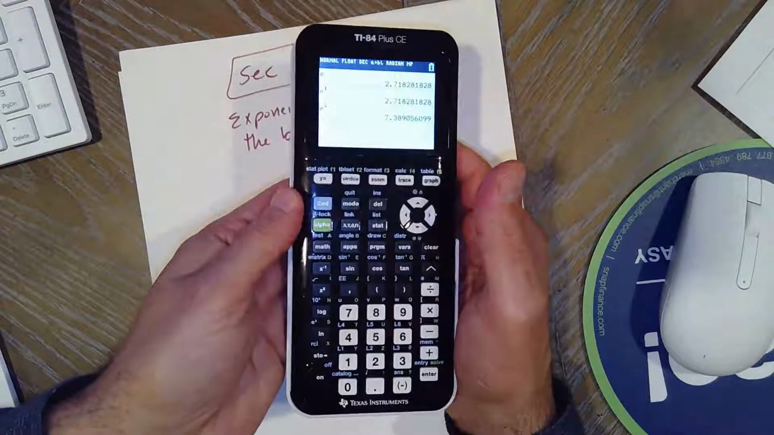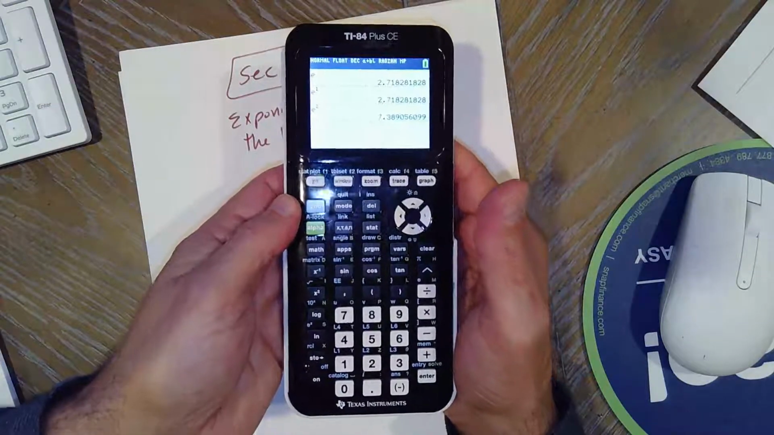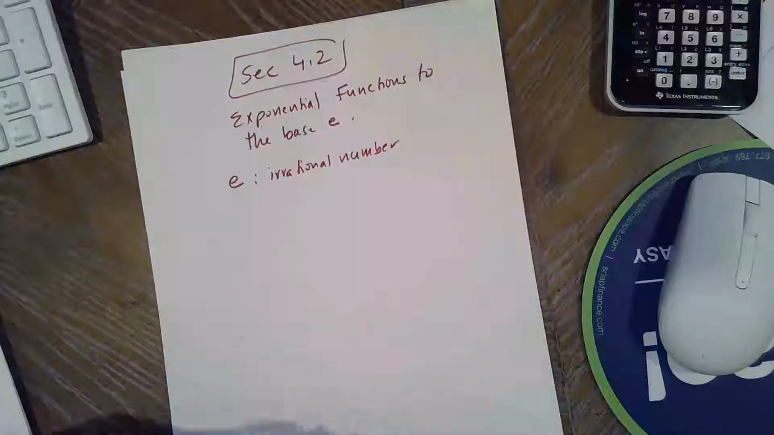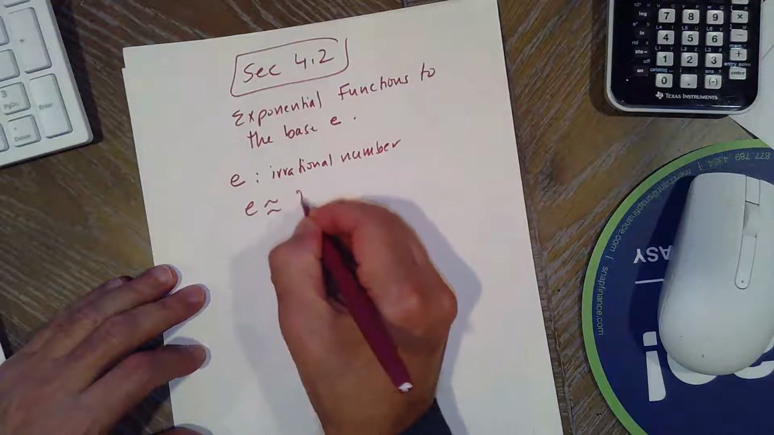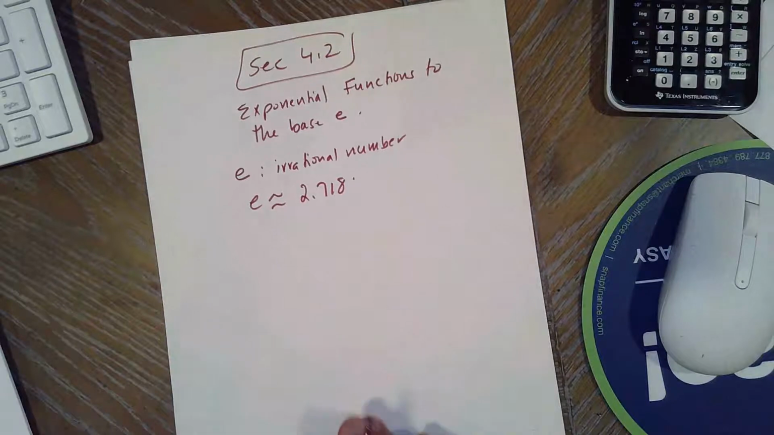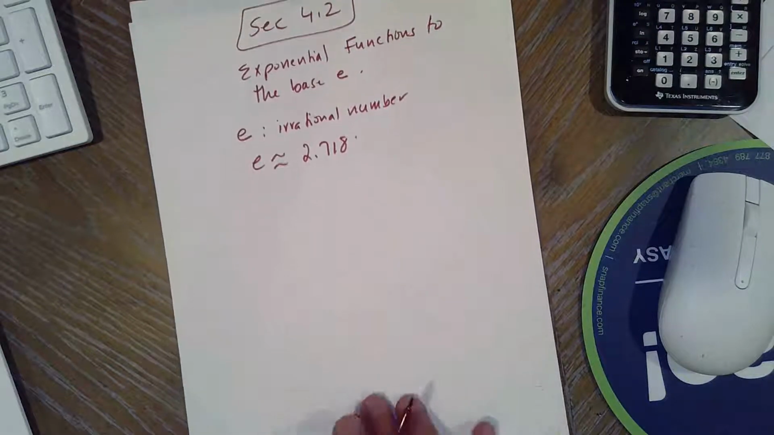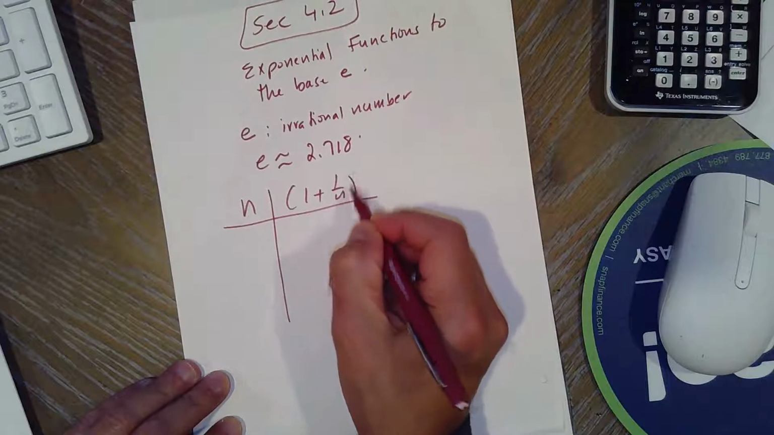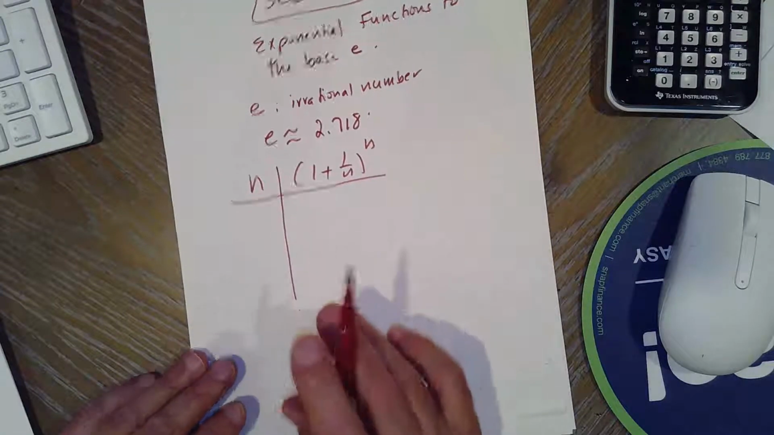So e is roughly 2.7. It's an irrational number. It has non-terminating, non-repeating decimals. It's roughly 2.718. And in my notes, I show you how you can do it in your calculator, and it shows you where e came from.